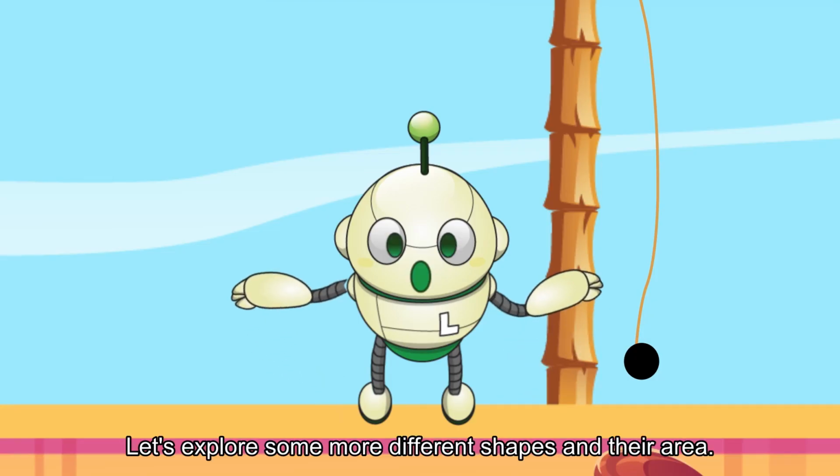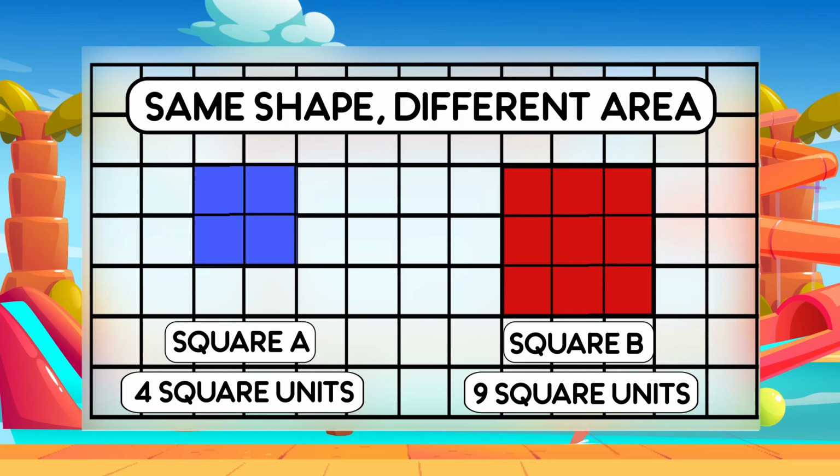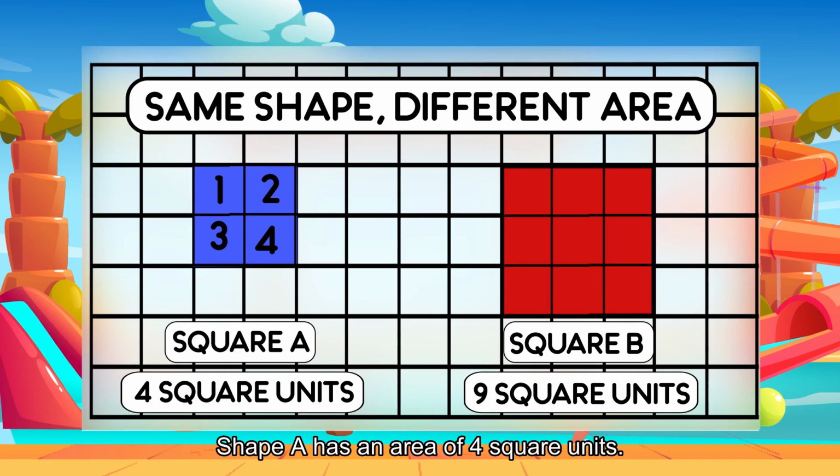Let's explore some more different shapes and their area. Here are 2 same shapes that have a different area. Shape A has an area of 4 square units. Shape B has an area of 9 square units.